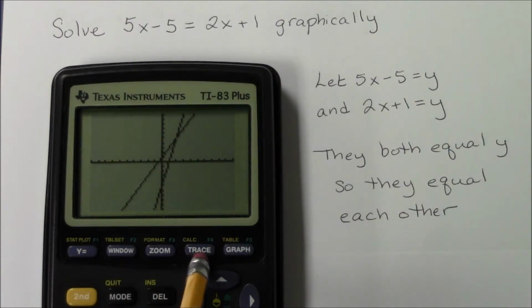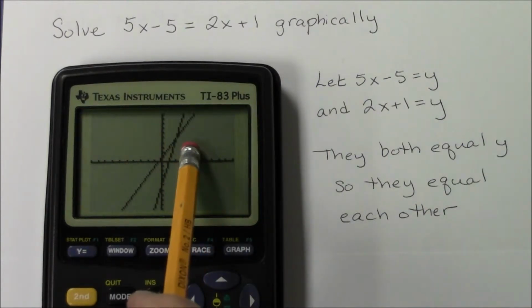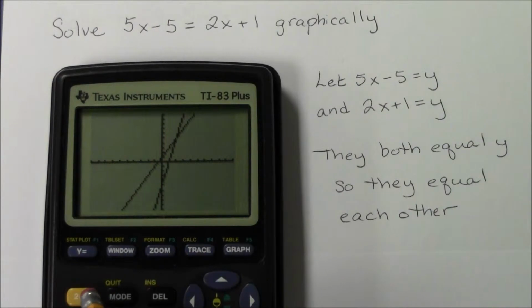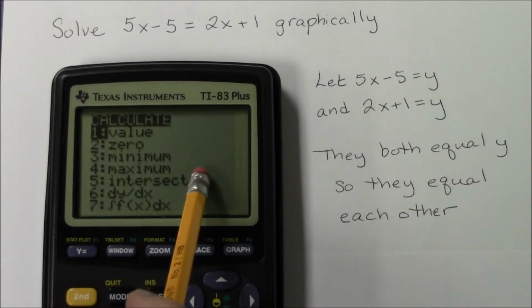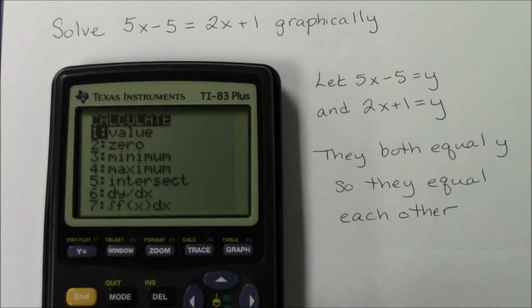This button right here says trace. Right above the trace in yellow you see the word calc. So what we're going to do is we're going to calculate something from the graph. So to do that you push the second button, and then you push the trace button, which puts you into the calculate screen. We want to calculate the intersection of those two lines. So we're going to go down to option 5. You're going to hit enter.